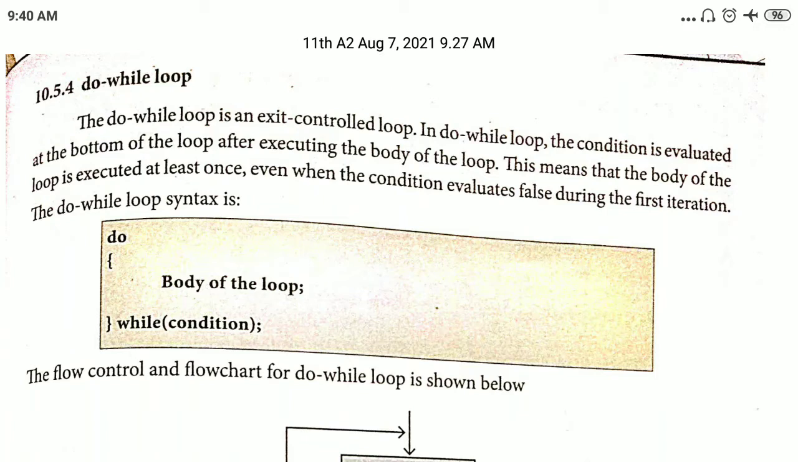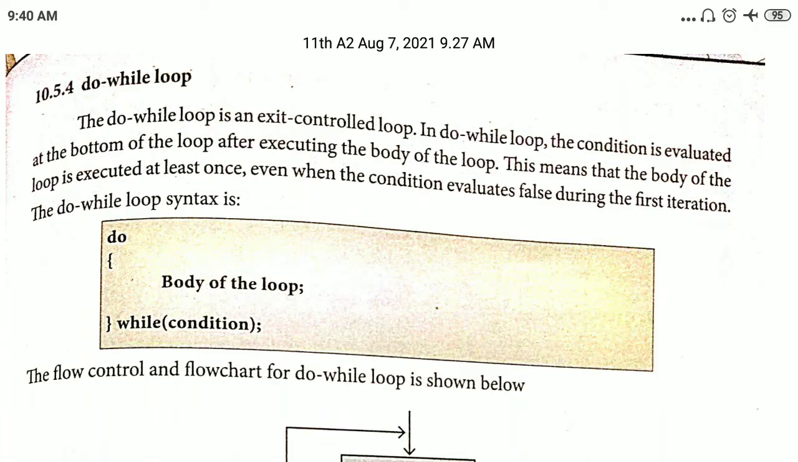So the do while loop is an exit control loop. In do while loop, the condition is evaluated at the bottom of the loop after execution of the body of the loop. This means that the body of the loop is executed at least once, even when the condition evaluates false during the first iteration.